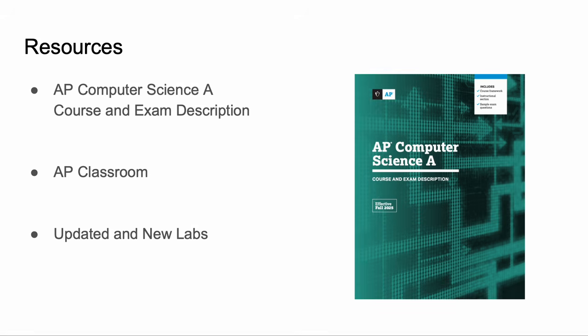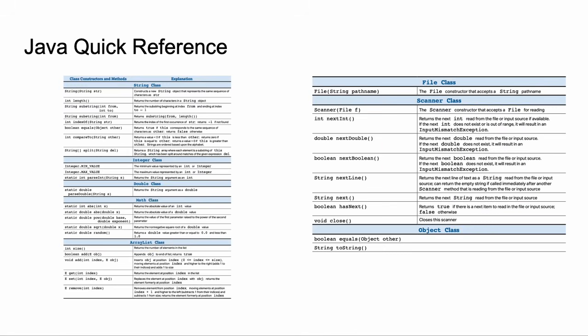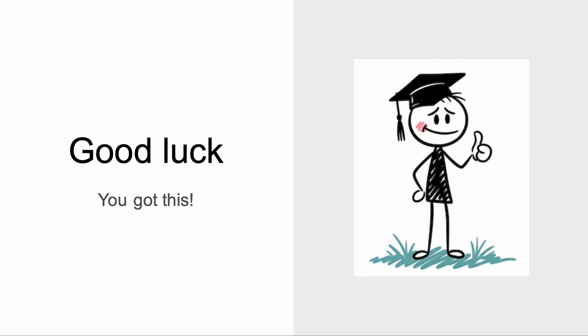And that completes our tour of the redesigned exam. For more information, see the new AP Computer Science A course and exam description and AP Classroom. Note that both now divide the course into just 4 units instead of 10. There are also updated and new labs. Most importantly, be sure to familiarize yourself with the updated Java Quick Reference found at the end of the course and exam description. That's everything.